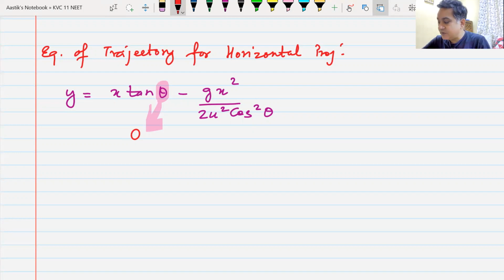Now, can you tell me what the equation of trajectory will look like? I've told you that theta becomes 0. Can you put the value of theta as 0 and tell me what the equation of trajectory will be? I'll give you 2 minutes.